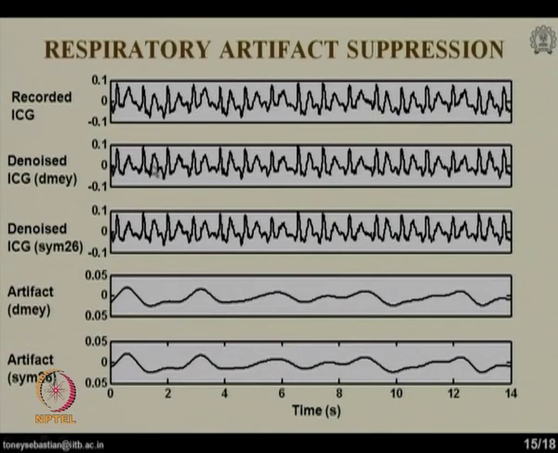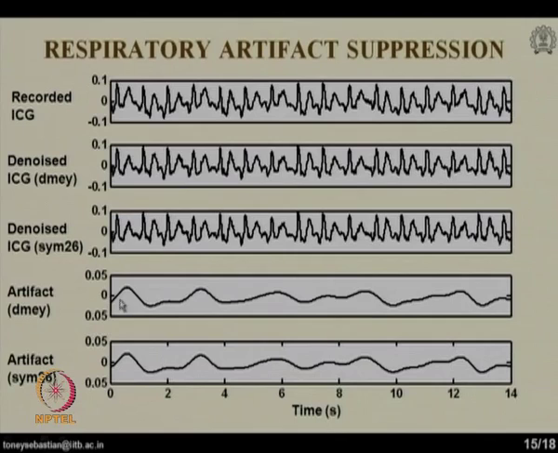Now, the second wave is the denoised ICG waveform using DMA wavelet, that is, we have decomposed the signal into 10 levels using DMA wavelet and reconstructed the signal using the first 8 details. And the third one is the same procedure followed using Symlet 26 wavelet. Visually we can see both the wavelets are giving the same performance.